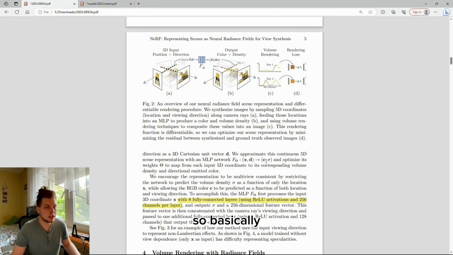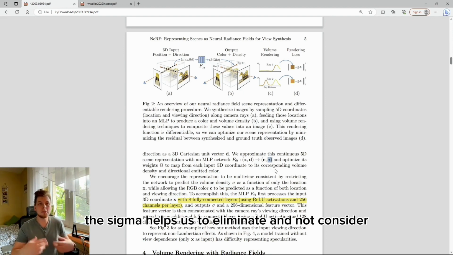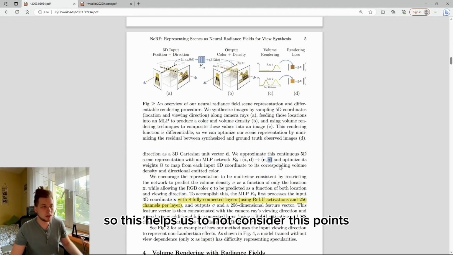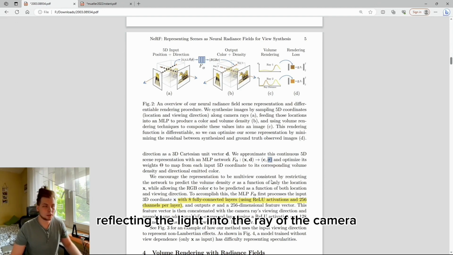So basically, this sigma helps us to eliminate and not consider the points in 3D space where there is nothing. There is a translucent space, right? There is no object there. This helps us to not consider these points, and instead we consider points that are actually reflecting the light into the ray of the camera.